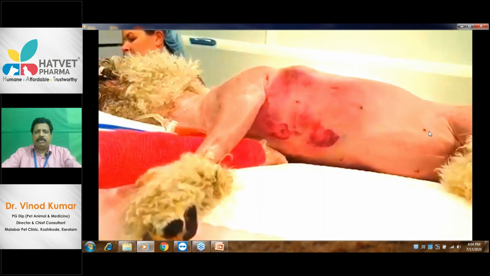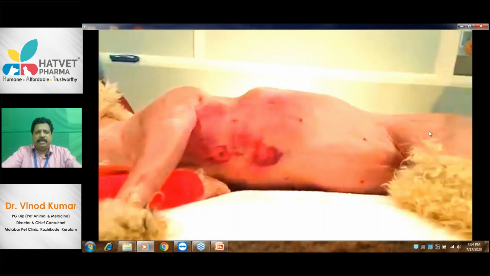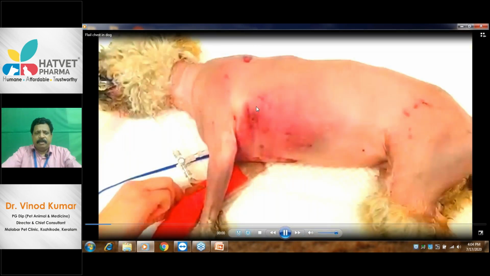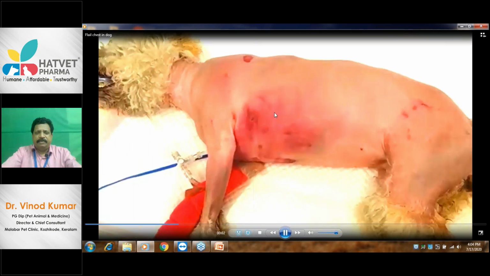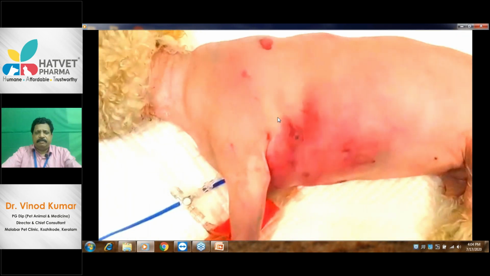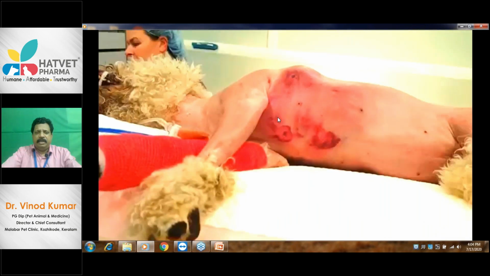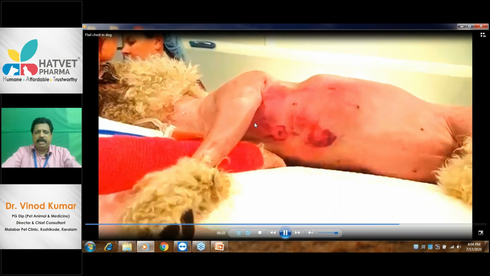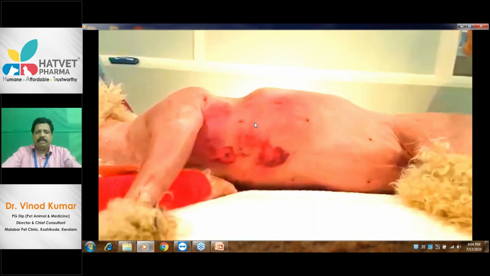See, the paradoxical breathing. There is a trauma, and in this area you can see there is a rib fracture. This is the area of the rib fracture. This is a depression. See, this is the expiration phase. Inspiration, expiration. Inspiration, expiration. See, during inspiration, the thoracic cavity is expanding.